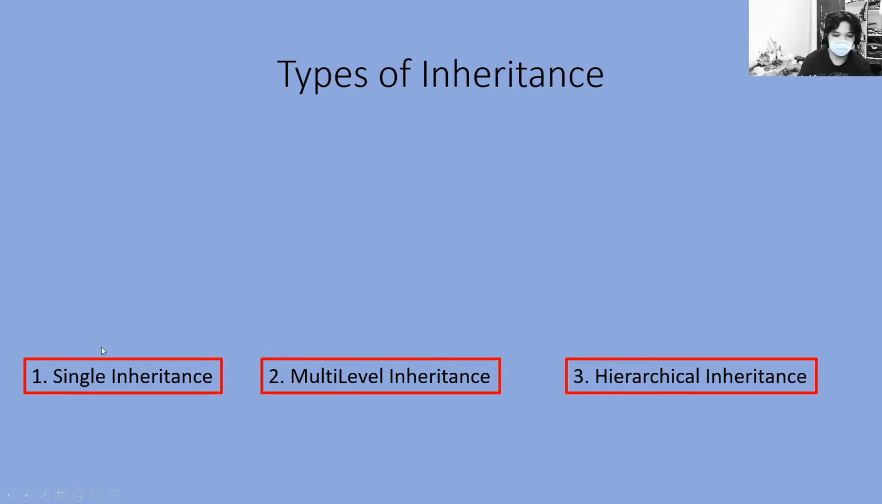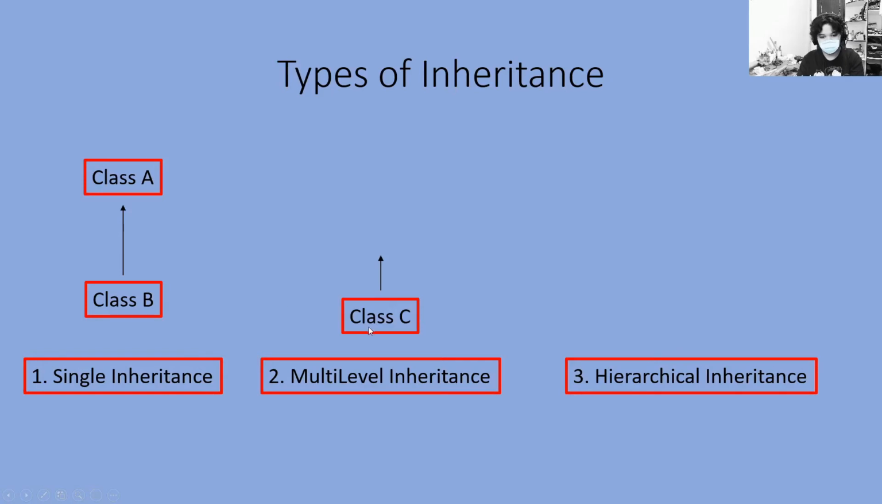So in single inheritance, we have class B that inherits the properties from class A, just like the dog class. This is the animal class. In terms of multi-level inheritance, we have class C that extends from class B, and this class B also extends from class A.